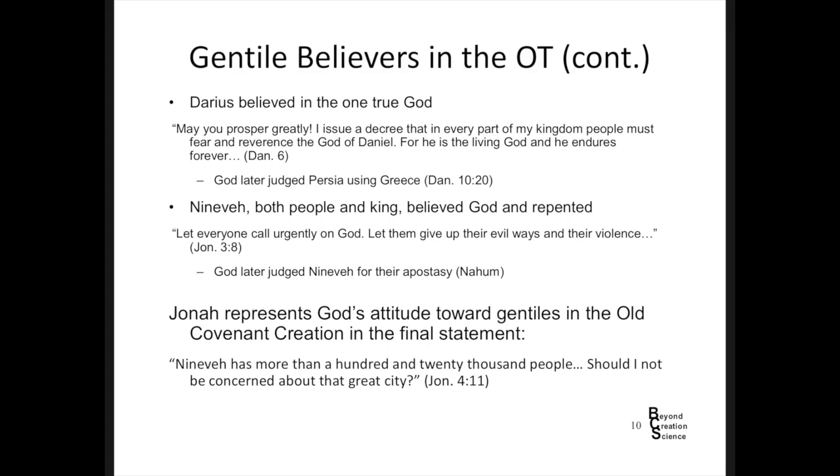Jonah is being corrected by God. What does God say in response to Jonah? He says, at the very end, the very conclusion of Jonah, Nineveh has more than 120,000 people. "Should I not be concerned about that great city?" And of course, Nineveh was later judged. That's what the book of Nahum is all about.